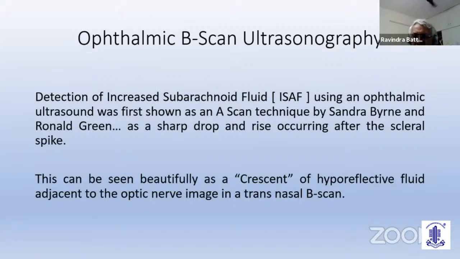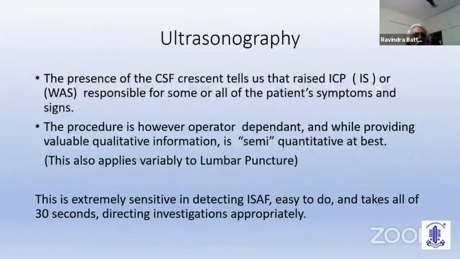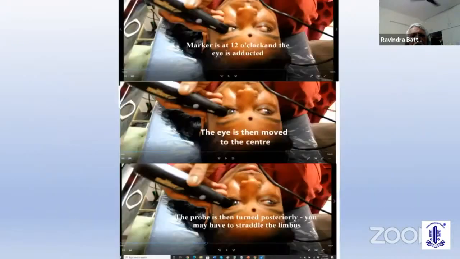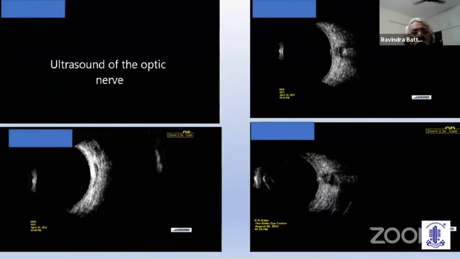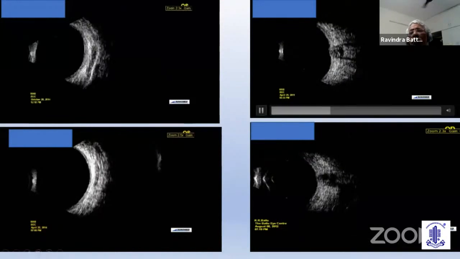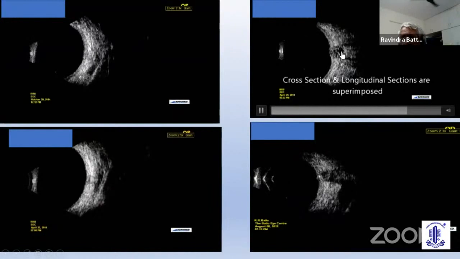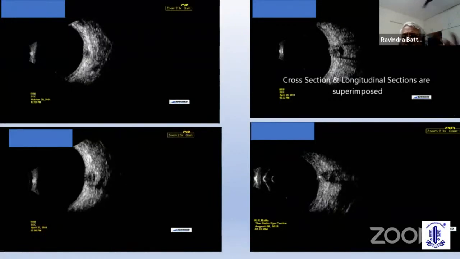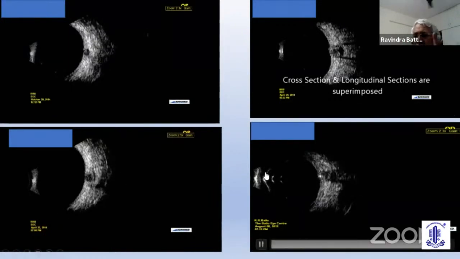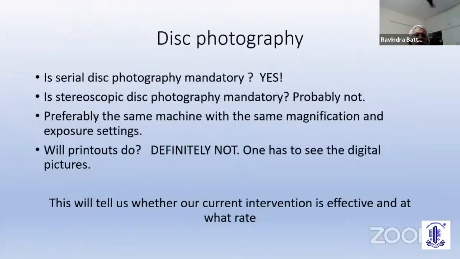I do a B-scan over a transnasal section, and you can see a crescent of clear fluid, CSF, around the optic nerve head, done easily in 3 minutes flat. And you can see the crescent beautifully. This is a qualitative test. It shows you that the CSF is contributing to some or all of the patient's edema or symptoms.